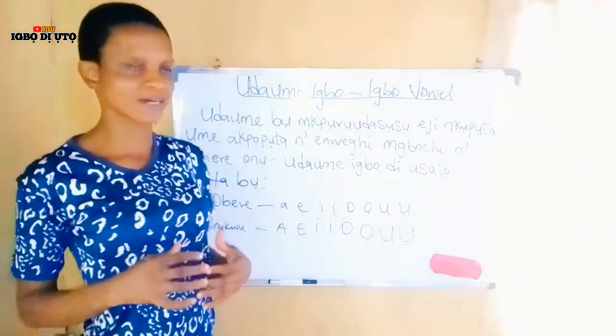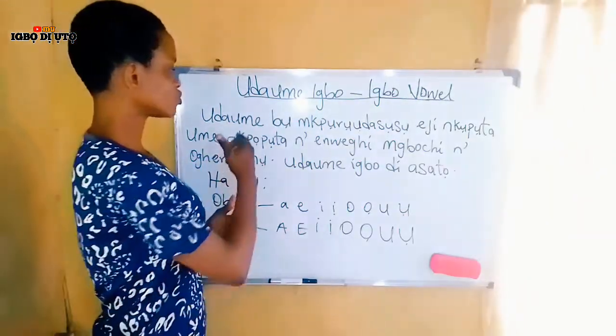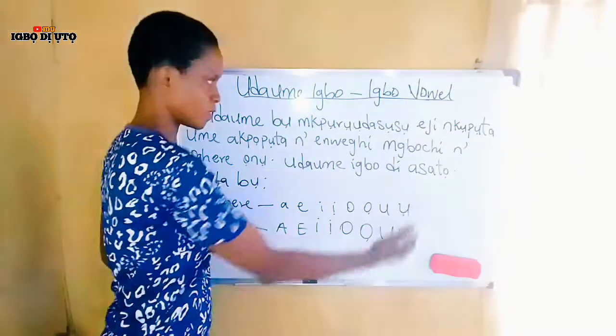What I mean by that in Igbo is that this udaume, in English, is called vowel.